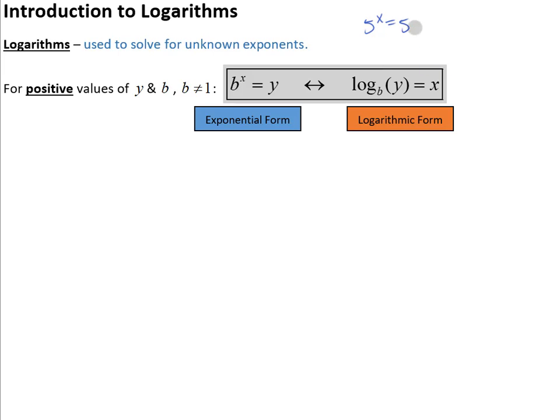Okay, but what if that's not the case? What if I want to know what power of 5 gets me to 10? Well, 5 to the first power is 5. 5 to the second power is 25, so it has to be somewhere in the middle, somewhere between 1 and 2.